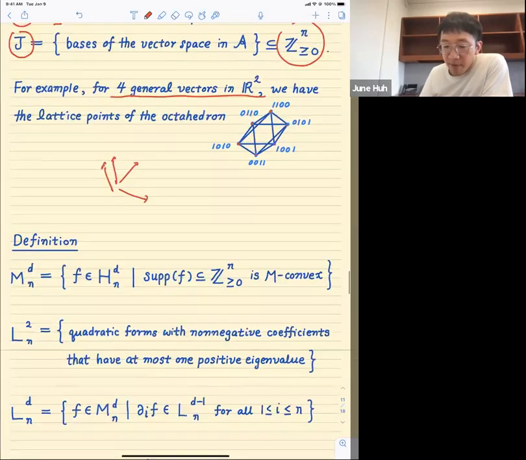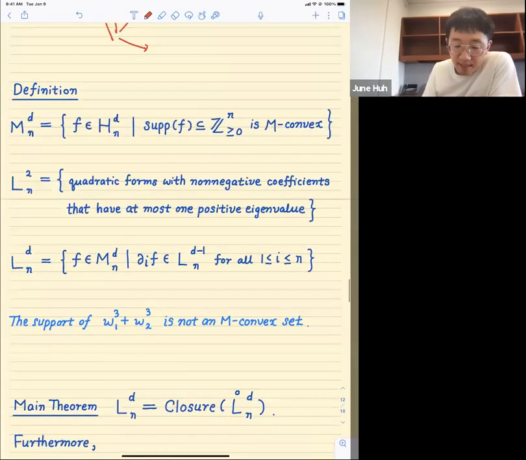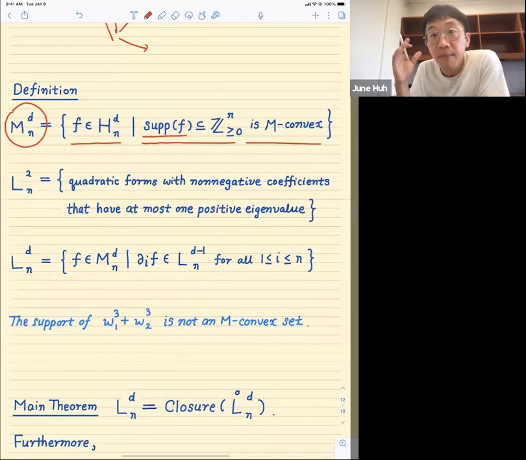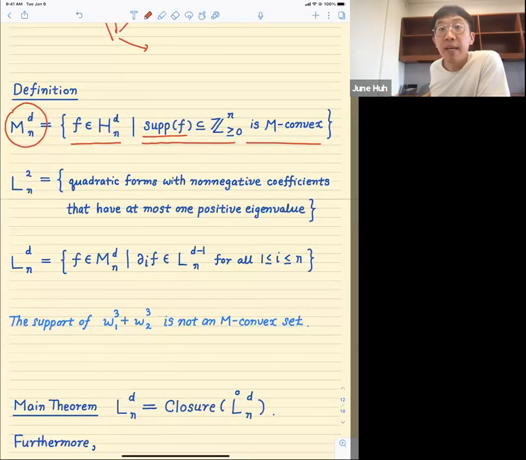And the reason why I have told you what an M-convex set is, is to tell you this definition of M^d_n. It is going to be a set of homogeneous forms of degree d in n variables with the property that its support, viewed as a subset of Z to the n, is M-convex. And by support, I simply mean the set of all monomials that appear in f. If you take the convex hull of the support of f, you get the so-called Newton polytope of f. And I'm referring to the lattice points inside the Newton polytope, and I want this to be M-convex.